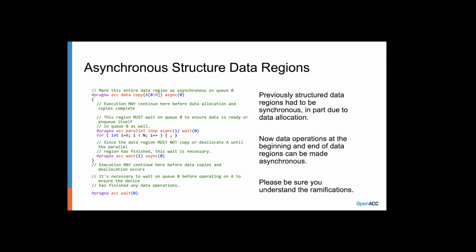The first thing to note is that all of the code inside the region is not asynchronous, but the data operations at the beginning of the region are asynchronous, and the data operations at the end are asynchronous. So you need to make sure that you appropriately synchronize your queues. If you have work that is asynchronous inside this region and it's on a different queue, you need to appropriately wait. But this does introduce some nice patterns for programming, and so I encourage you to try to understand the ramifications of it if you do try to use it. But it is, I think, going to be a useful feature for people.